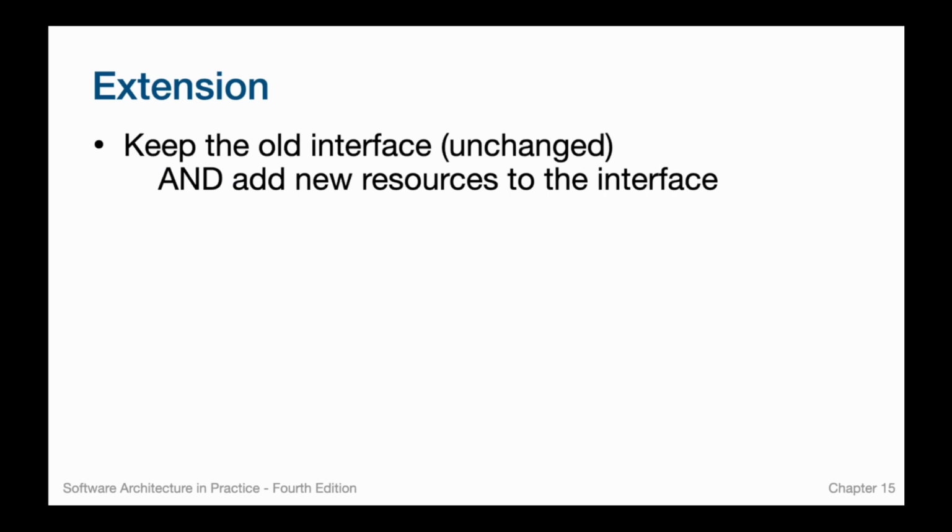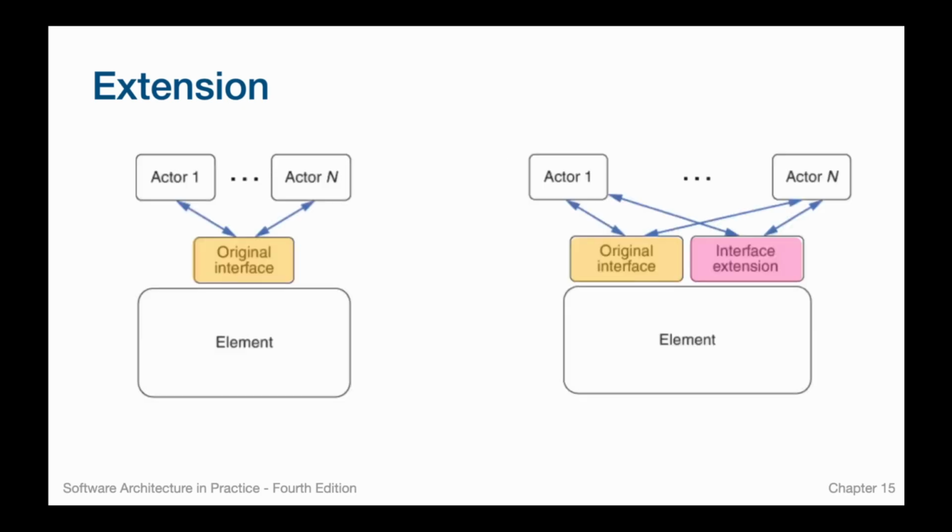Extension is our third way to manage evolution. And extending an interface means we leave the original interface unchanged again, and then we add new resources to the interface that embody the desired changes. Let's look at a slide to help explain this one. Okay, so on the left, we have the original interface as it is. And then on the right, if the extension doesn't contain any incompatibilities with the first original interface, then the element can just implement the external interface directly.